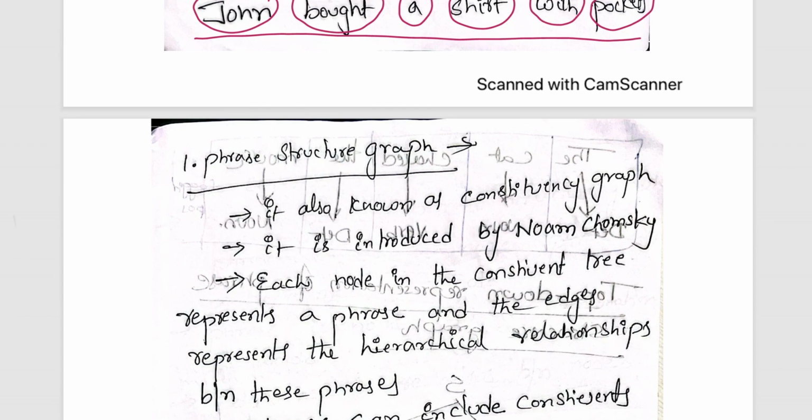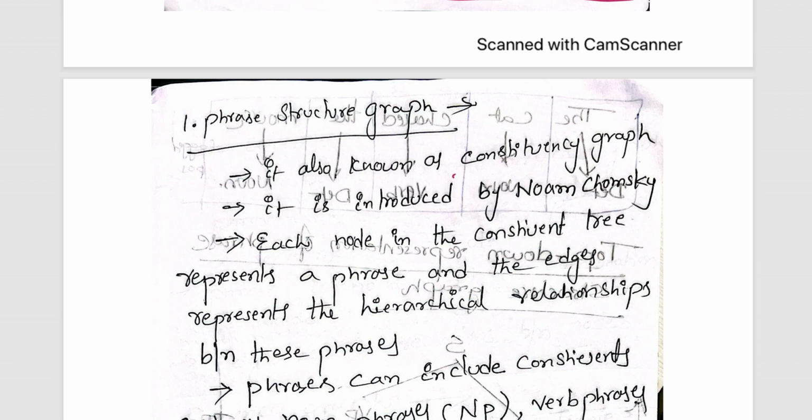So this phrase structure graph, we also call it a constituency graph. Who invented this phrase structure graph? Noam Chomsky. He is one of the scientists who introduced this phrase structure. He invented this phrase structure graph.